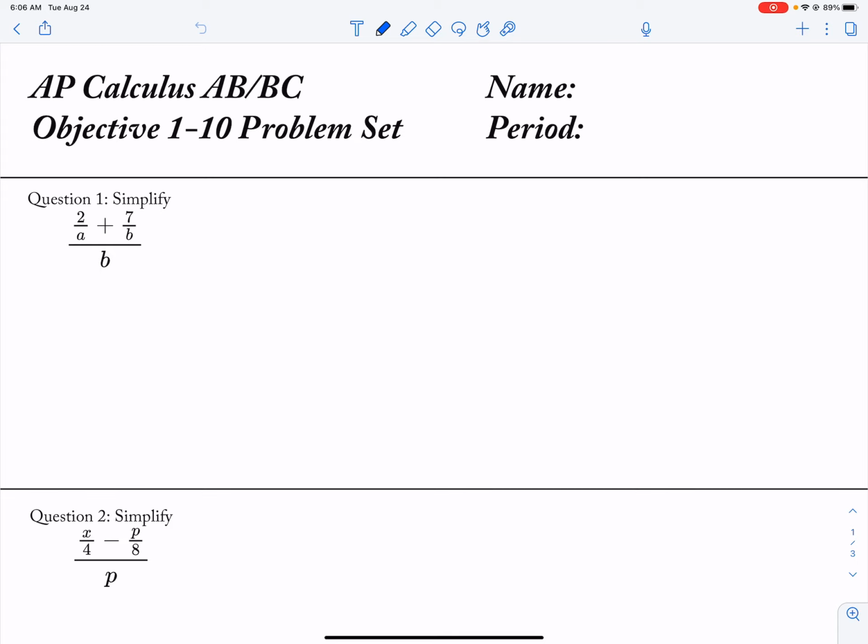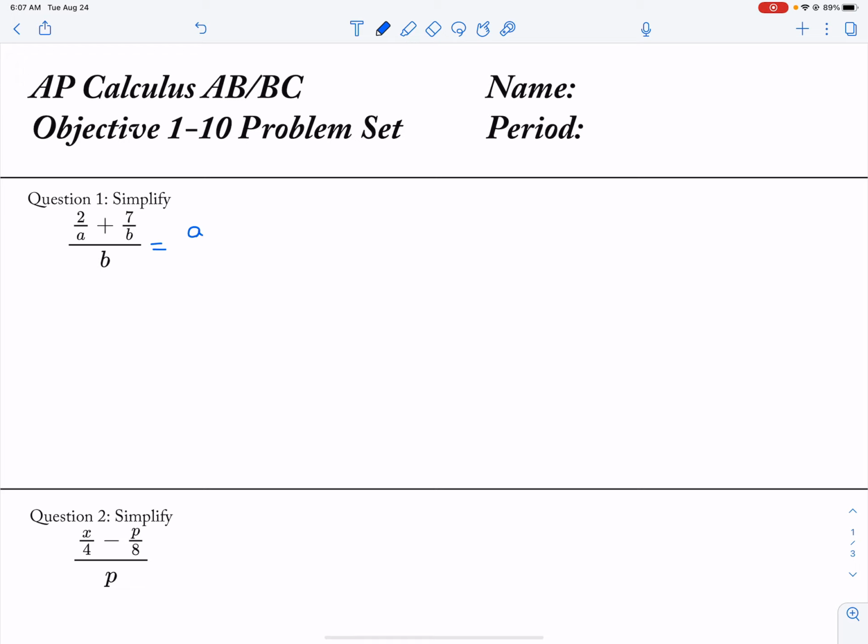Okay, so we're going to simplify some complex fractions. What you're going to do is find a common denominator in both the numerator and denominator. Once you simplify the numerator and denominator, you're then going to invert and multiply and then reduce.